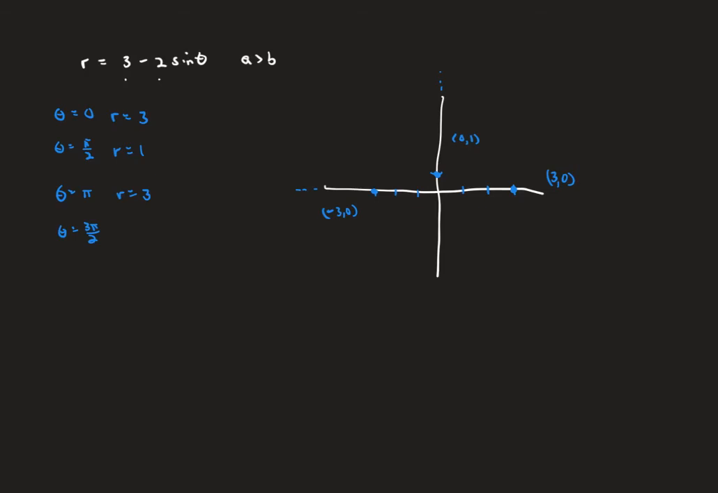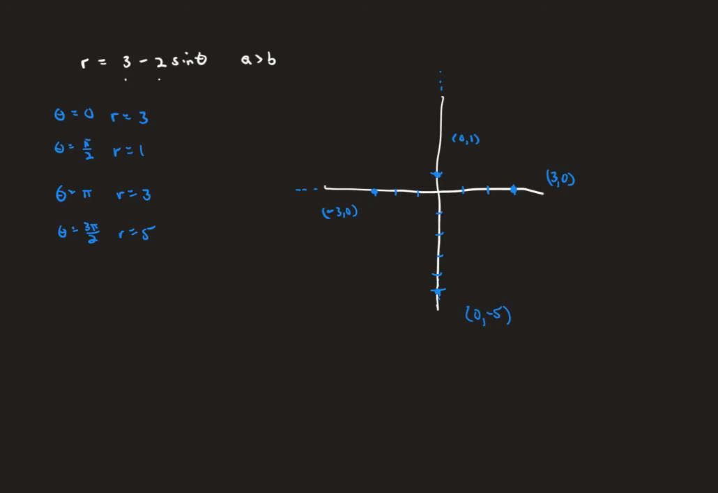And at 3 pi over 2, sine is going to be negative 1. The negative 1 times negative 2 is positive 2, plus 3 gives us an r value of 5. So at the angle 3 pi over 2, I'm going to go 1, 2, 3, 4, 5. Let me extend that axis a little bit more. And so here is going to be our point, and I'll label that (0, -5).